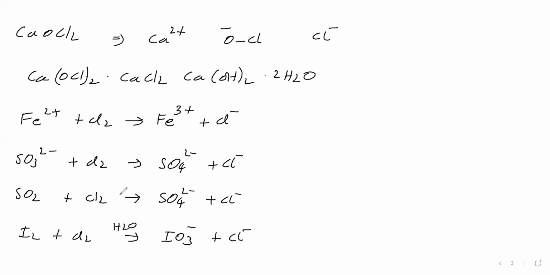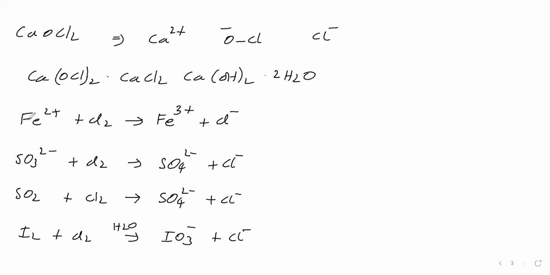Oxidizing reactions of Cl2. Ferrous converting into ferric. Sulfite converting into sulfate. Sulfur dioxide into sulfate. Iodine into iodate. While Cl2 converts into Cl minus.